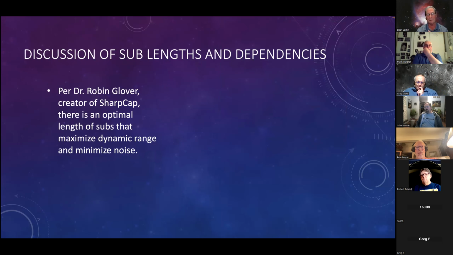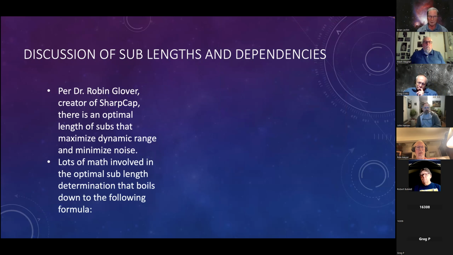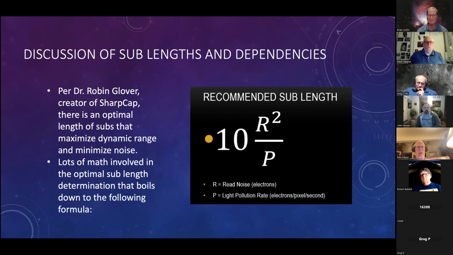So there's a fellow that wrote SharpCap. His name is Dr. Robert Glover. And he figured out that there is an optimal length of subs that maximize dynamic range and reduce noise. There's a ton of math in it, but it boils down to this: 10 times the read noise squared divided by your light pollution rate. So the read noise we said before was in electrons. Light pollution is electrons per pixel per second. That's it. That's kind of his secret.